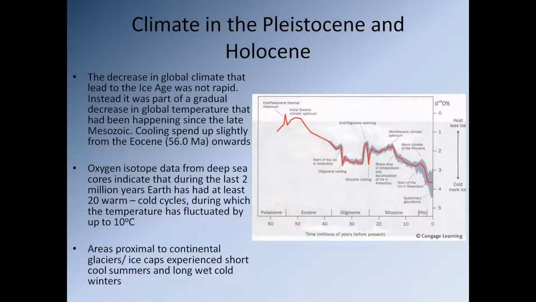Areas proximal to continental glaciers and ice caps experience short, cold summers and long, wet, cold winters. That's to be expected. If you're right next to an ice cap, conditions are obviously going to get rather chilly. Your summers are going to be relatively cold and relatively short. Your winters are going to be relatively long and relatively wet.